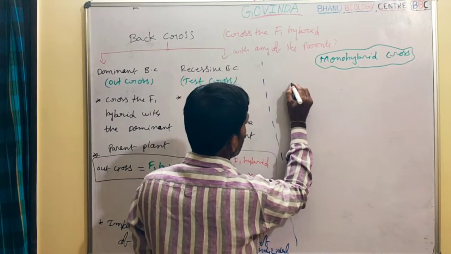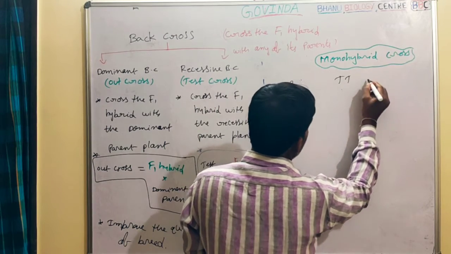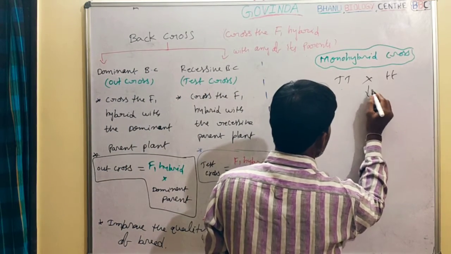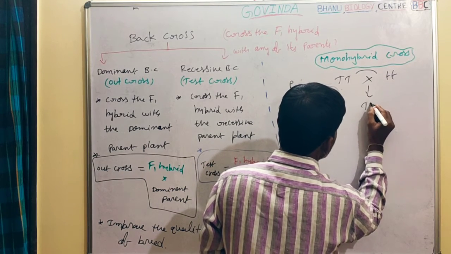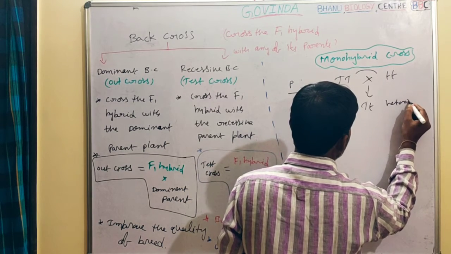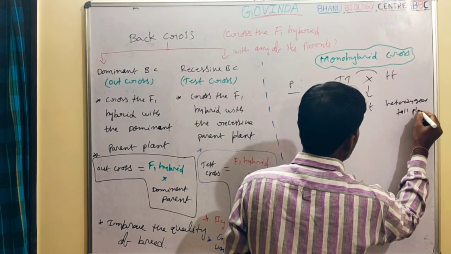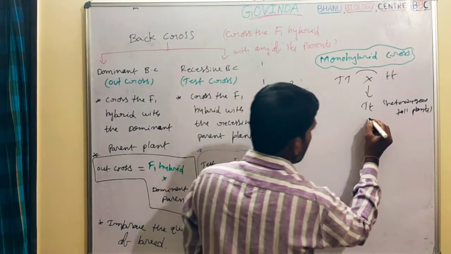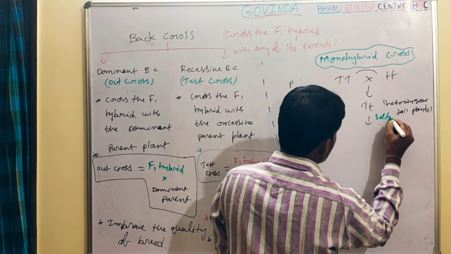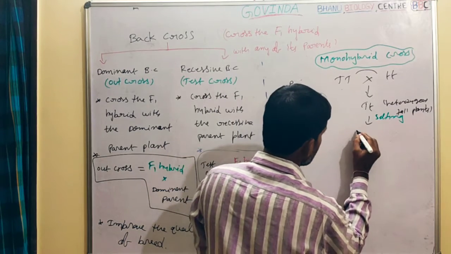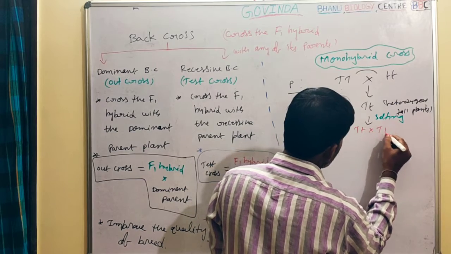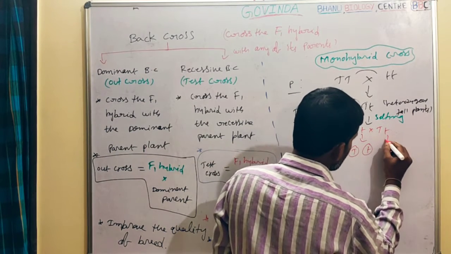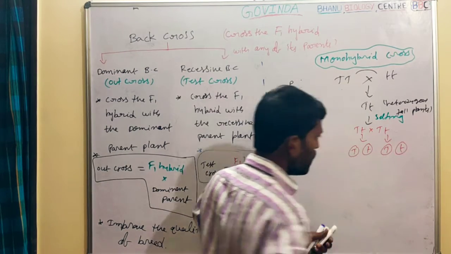Let me first write parent generation, capital T dominant tall, small t recessive dwarf plant. So when we make cross between these two plants, all the plants we obtained in the F1 generation are heterozygous tall plants. It represents the first filial generation, the F1 generation. Then we go for selfing, the cross between the F1 generation plants. Capital T small t into capital T small t, right? The gametes produced by these plants, half of them have capital T allele, half of them have small t allele. Same here also, half of the gametes have capital T allele, half have small t allele.